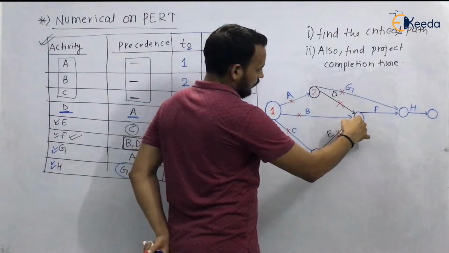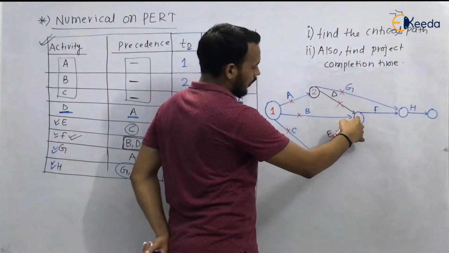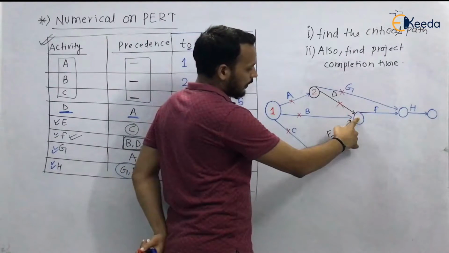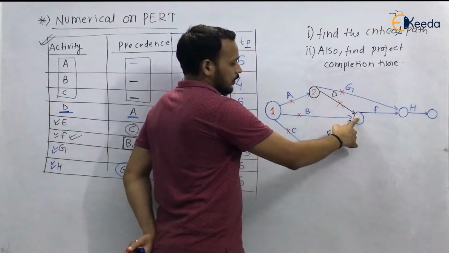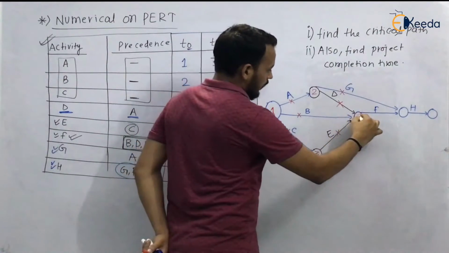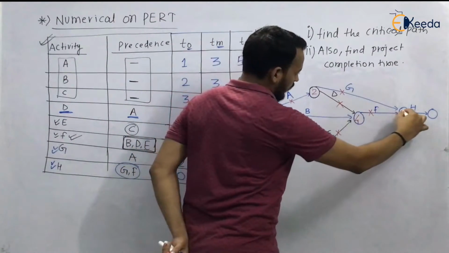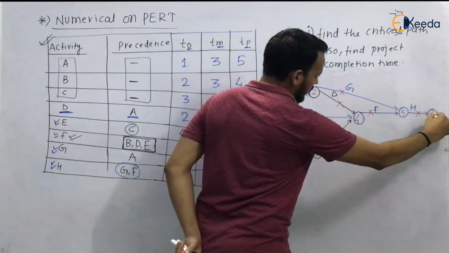Now name this node because it does not have any incoming activity. So it will be 4. Now cut F, it will be 5. Now cut H and it will be 6.